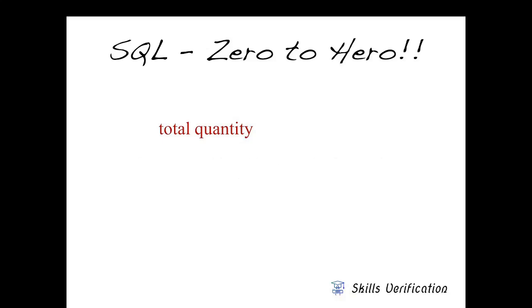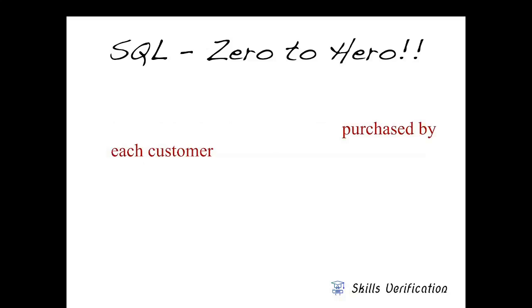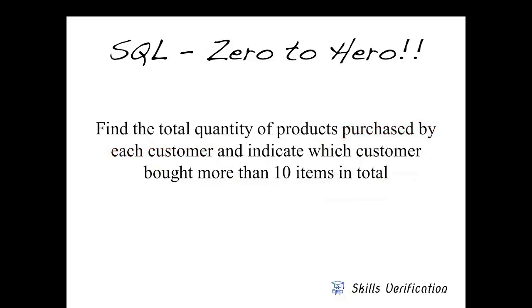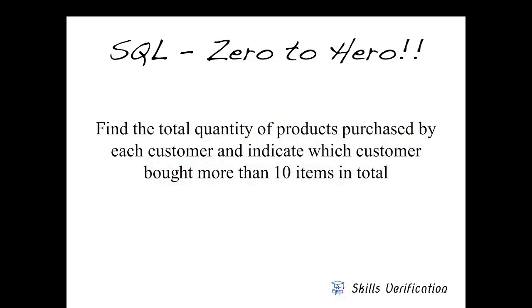Total quantity indicates an aggregation, in this case, the SUM aggregate function. By each customer suggests grouping the customers with GROUP BY. Which customer bought more than 10 items in total indicates filtering after aggregation, which requires the HAVING clause. Remember these cues when approaching similar problems.